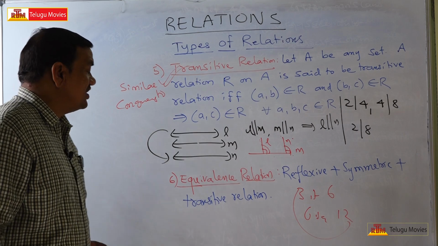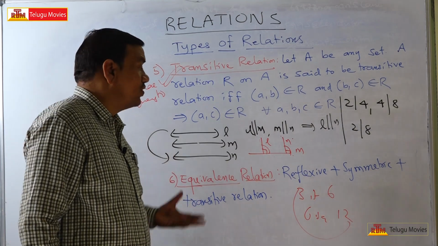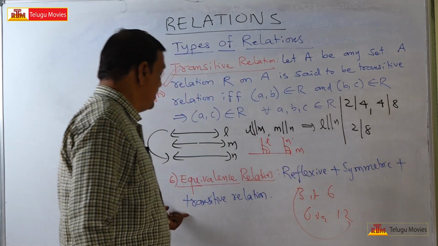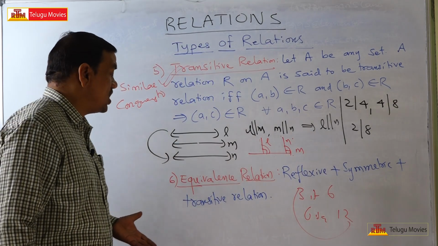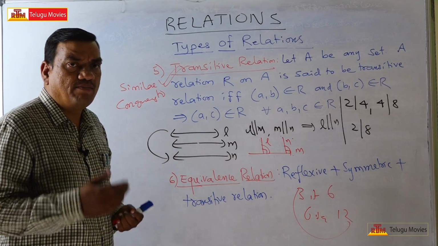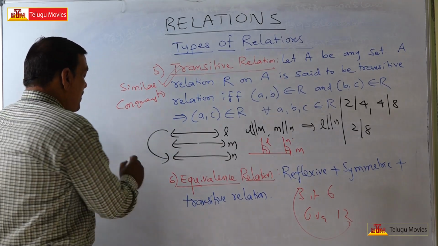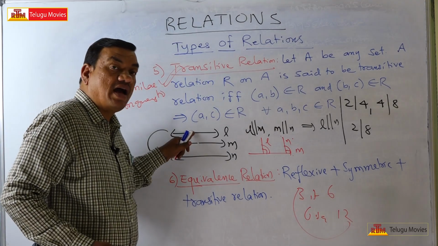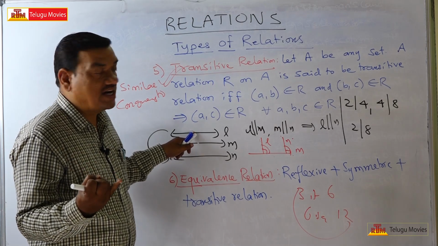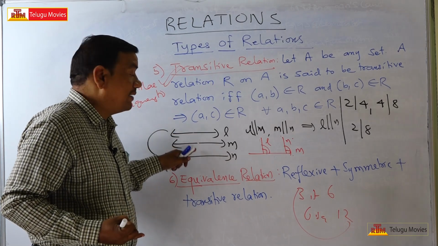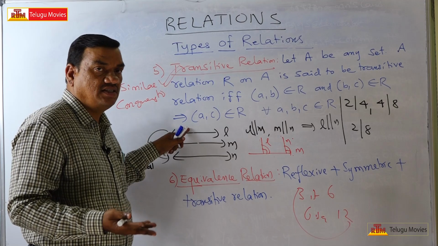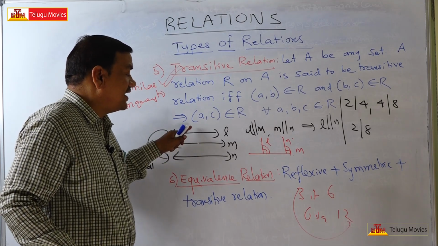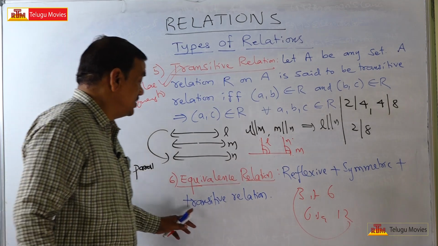Coming to equivalence relation, there is nothing more to learn. If a relation is reflexive, symmetric and transitive, then that relation is called an equivalence relation. The best example is parallel to. Parallel to is an equivalence relation. Why? Every line is parallel to itself, reflexive satisfies. If L is parallel to M, M is parallel to L, yes, it is a symmetric relation. L is parallel to M, M is parallel to N, and L is parallel to N, this is a transitive relation.